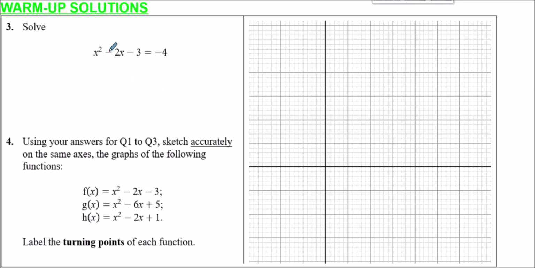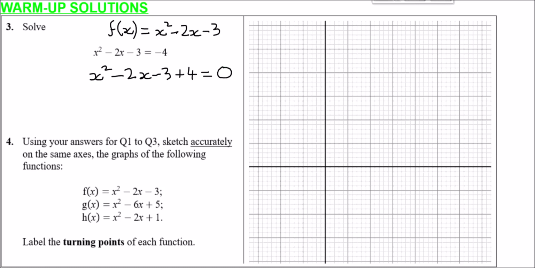Question 3. Solve x squared minus 2x minus 3 equals minus 4. Again, I'm just going to remind ourselves, if we just think of f of x as being what we had in question 1, which is x squared minus 2x minus 3. And we've got it written here, of course, as well. So here, to solve this, we've got f of x equals minus 4. And so if we add 4 to both sides, what we get here is x squared minus 2x minus 3 plus 4 equals 0.